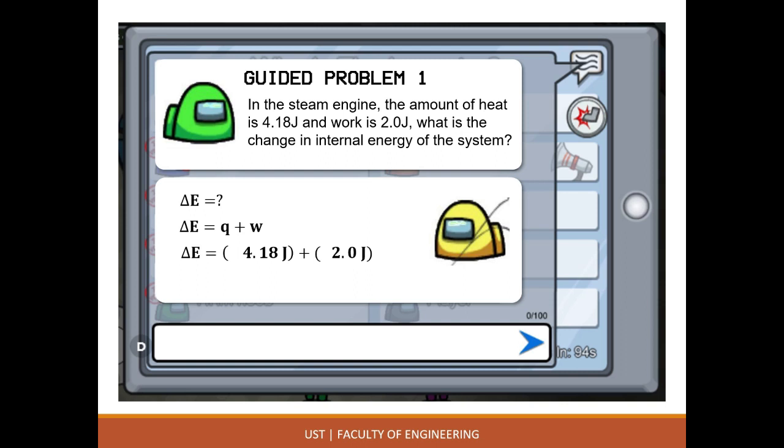Since heat was absorbed by water, 4.18 joules is positive. While work was done by water or steam to the surroundings, which is the piston, then work is negative. Then we would get positive 2.18 joules. Positive delta E means energy in the system is increased.